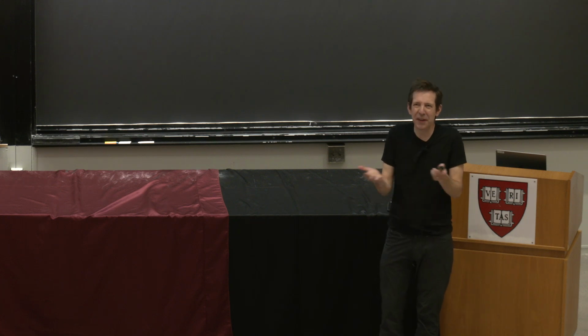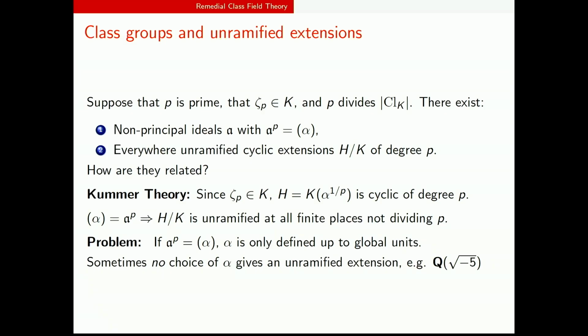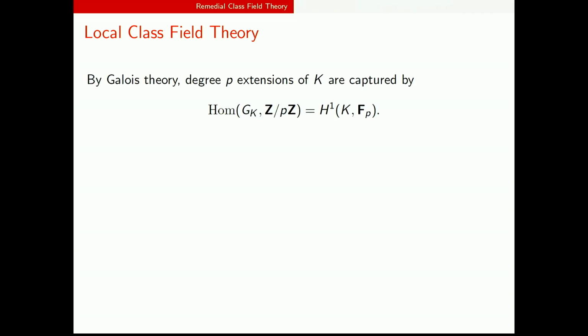Okay, so Kummer theory and class field theory are not really compatible, at least globally. What about locally, where things should be easier? So, local class field theory. Well, first, to be a bit more precise, cyclic degree p extensions are just given by maps from the Galois group to the cyclic group of order p. This is the absolute Galois group.